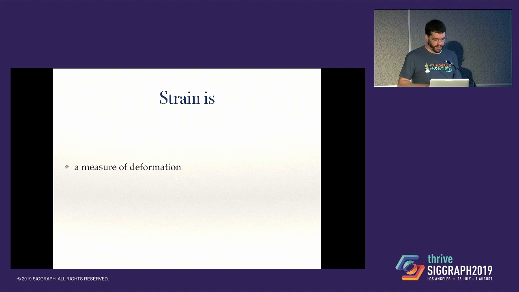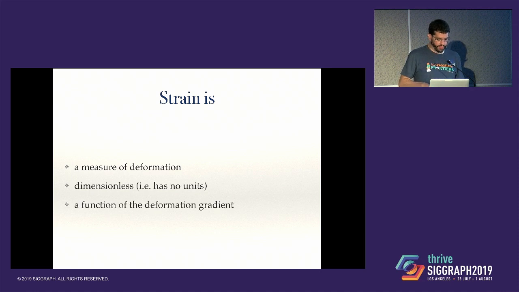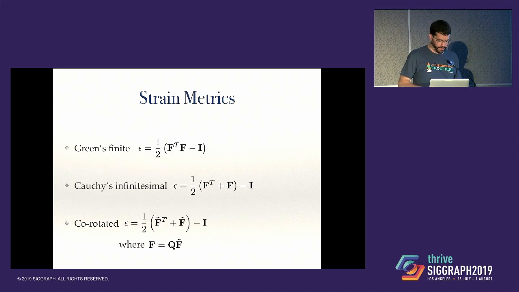The strain is a measure of deformation. It's dimensionless, it has no units, and it's a function of the deformation gradient. There are 3 common strains used in computer graphics. There's Green's finite strain, which is quadratic. You can see that because we're taking F and multiplying it by itself. It works well because it's invariant to rotations. It's the first one that was really used extensively in computer graphics.